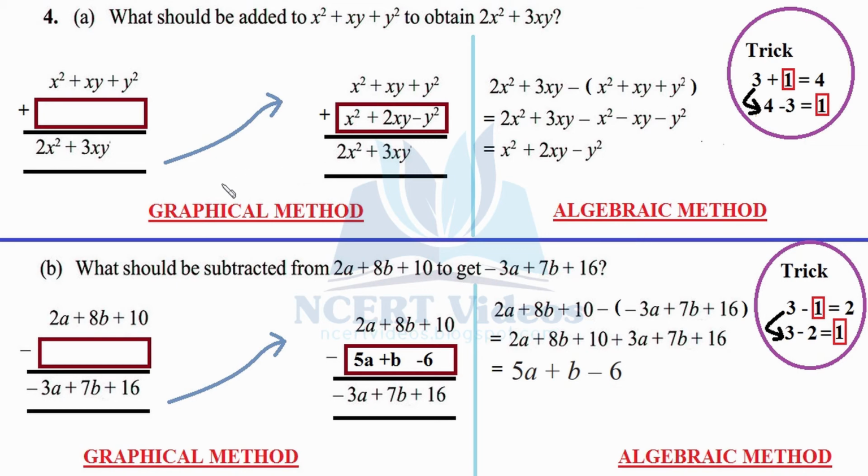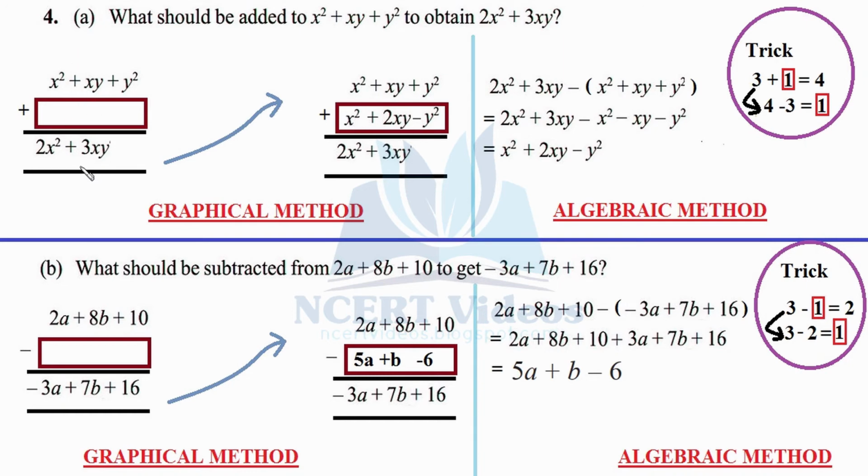So first, the graphical method. Let's put it as we visualize it. What should be added to this? Therefore this expression has to be written first. What should be added? Because we don't know it yet, we will put it as blank. To obtain, and the answer is this thing. Obtain means answer is this. Now we will ponder as to what should be written here in order to get there. So initially we have 1x square, and in answer we are getting 2x square. So it simply means that we are adding 1x square to it. Therefore x square, first term is obtained of the answer.